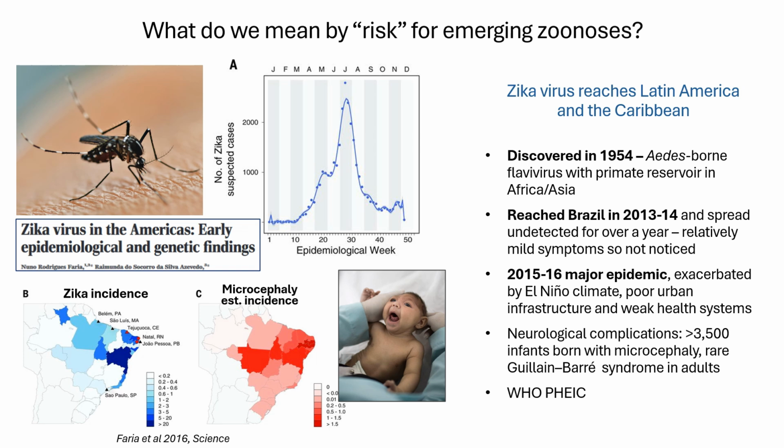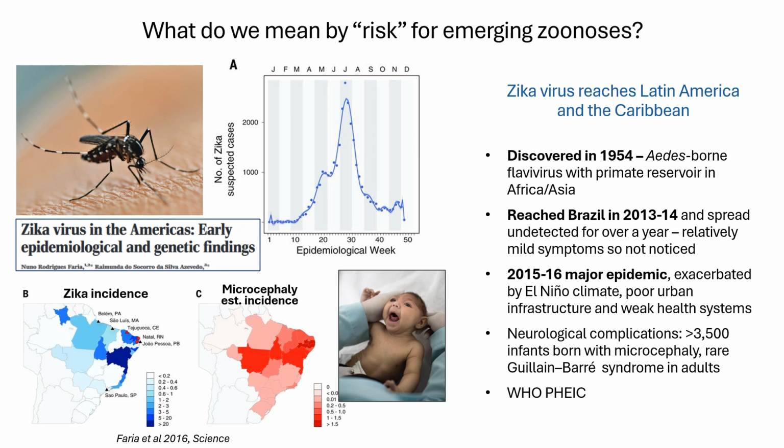We can think about something similar for Zika virus. Zika is an Aedes mosquito-borne flavivirus, which has a reservoir in primates and is spread around primates by mosquitoes. It was actually first discovered in Uganda in 1954. It's been known to cause human infections, but they were always thought to be fairly mild, and there was no sense that it was a major epidemic threat until it reached Brazil, likely through international transport, in around 2013.